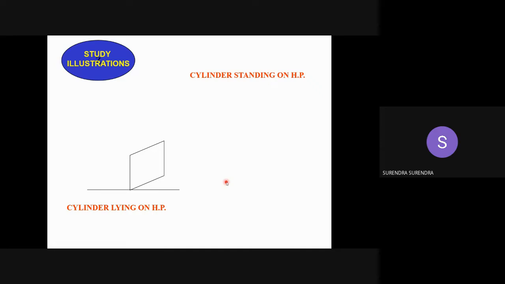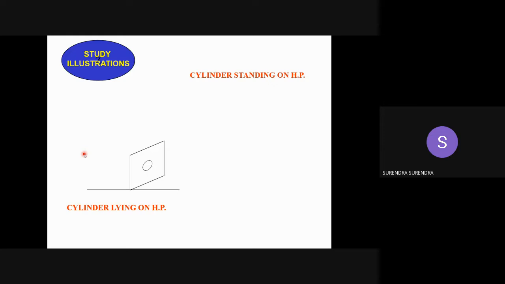So the axis is parallel to the ground, then what happens to the base? Base is perpendicular. So we must draw the base circle in isometric view in a vertical position. So take the base diameter and construct the outer square. How to draw the circle in isometric view? We discussed it last class, by inscribing the circle in a square, and then by using the four center method.